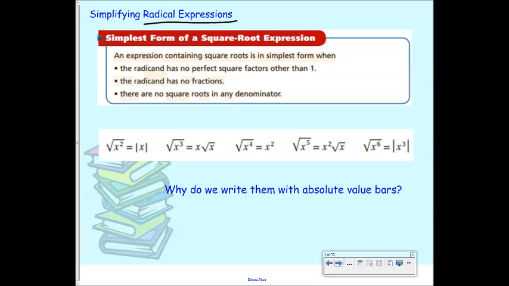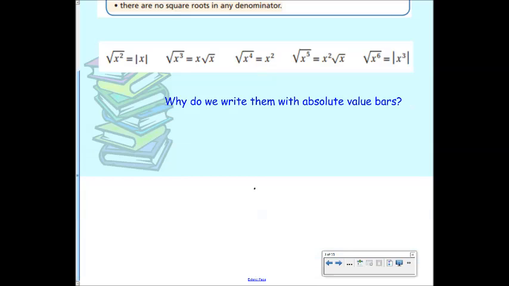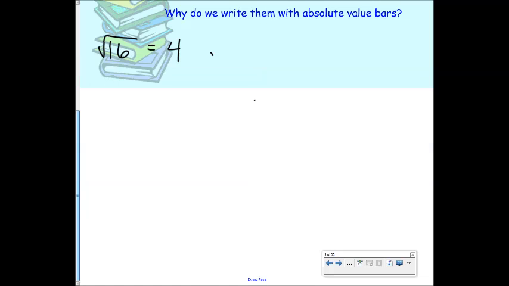Okay, so take a look at these right here. And I'm going to write them down below. So what's the square root of 16? 4. Why? Because 4 times 4 equals 16. So if the square root of 16 is 4, what's the square root of x squared? X. Why? Because x times x gives you x squared.